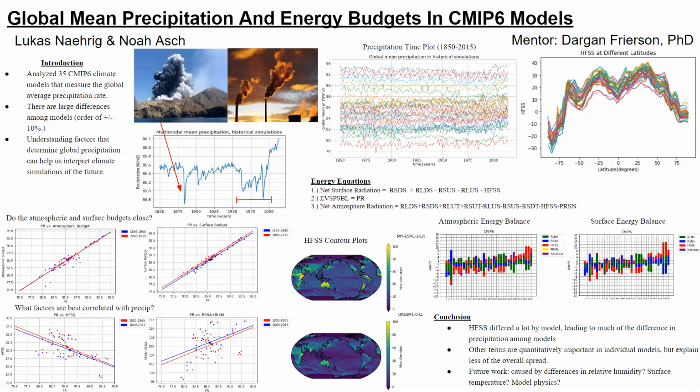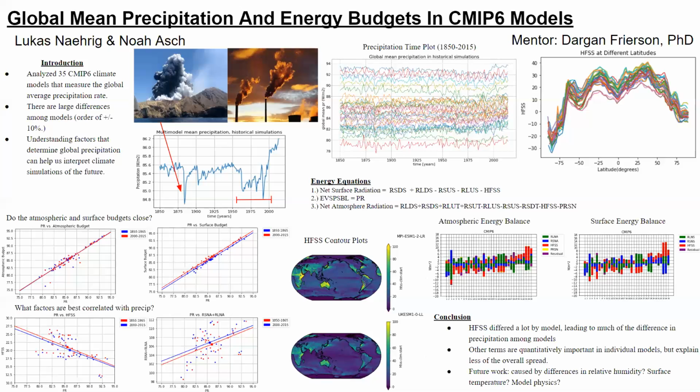The term that immediately jumped out to us as being best correlated is the sensible heat flux. Models with larger evaporation and precipitation have smaller sensible heat flux. We were surprised to find this because usually sunlight or the greenhouse effect is considered first.